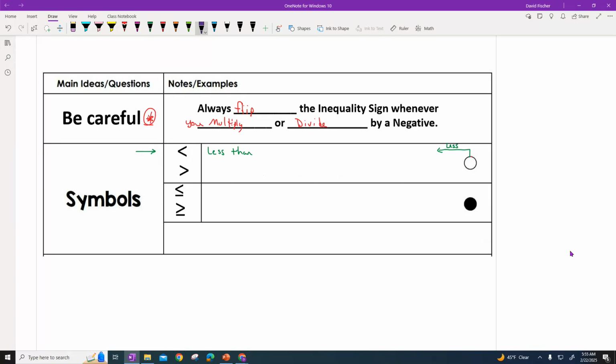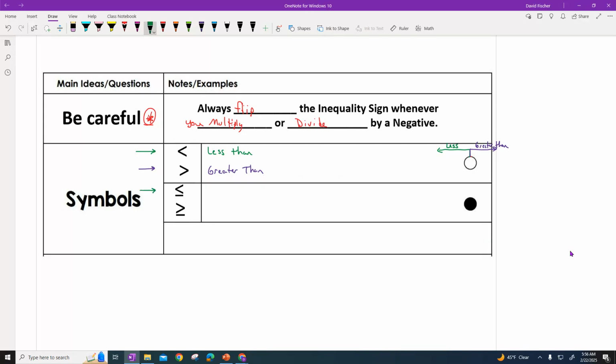Second one here is called greater than. As I read from left to right, I get to the fat part now, so this one's called greater than. When I go to graph it, greater than is everything that goes to the right. Okay, so these guys are kind of the same down here.